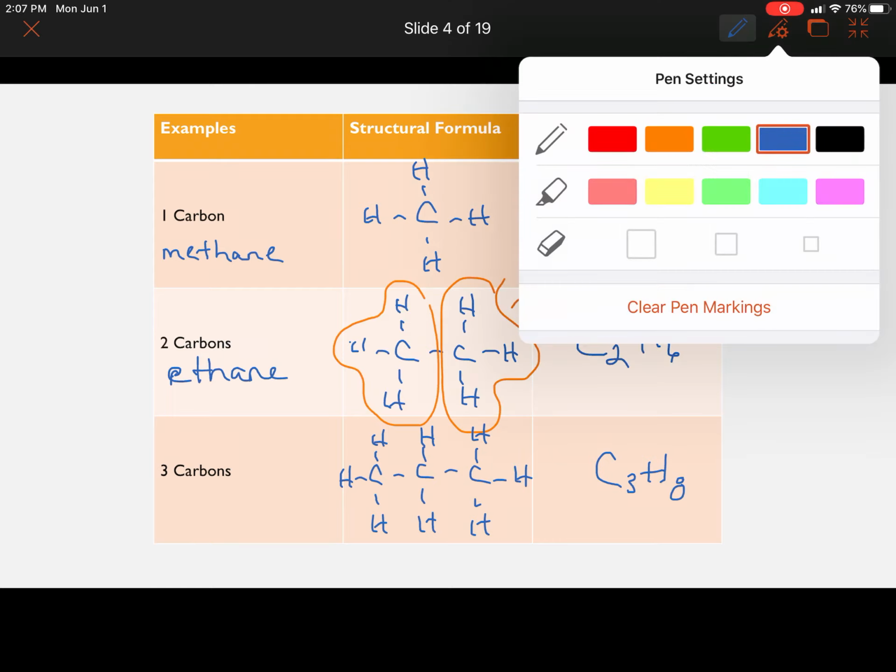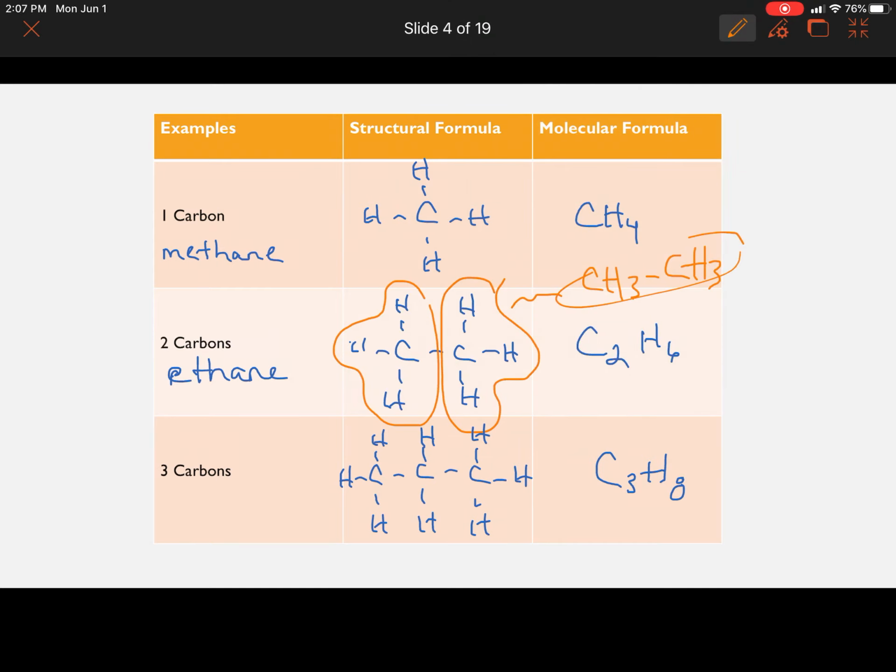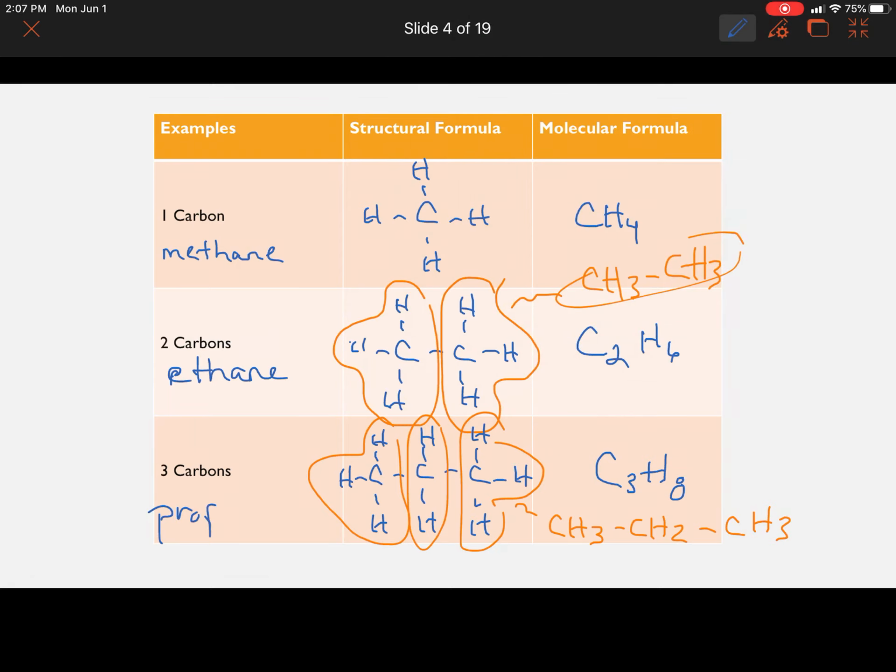C3H8. Now, if I want to write it using this kind of notation here, that's going to be CH3, and then CH2, and then CH3. Okay, so those are different ways of noting it. These are all the same things, just different ways of writing it. And I forgot to tell you the name here. This one is called propane here.